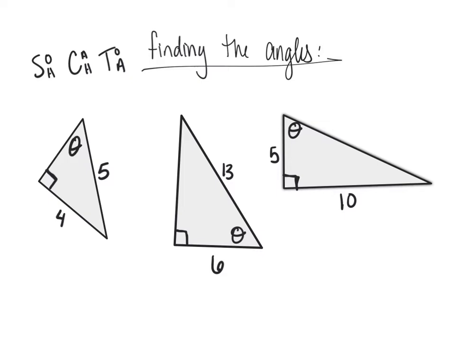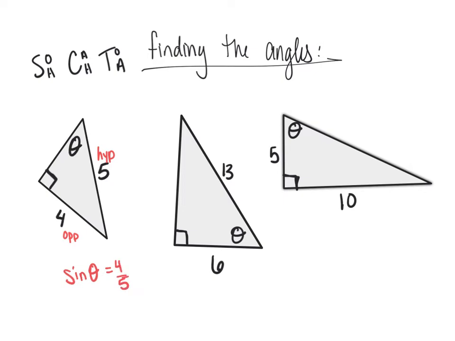When I compare where these sides are in relation to theta, I see that 4 is my opposite side and 5 is the hypotenuse because it is opposite of the 90-degree angle. So I'm going to go over here and I see that that is my opposite and hypotenuse, so that's going to be my sine ratio. So I'm going to write out the sine of theta is equal to 4/5.